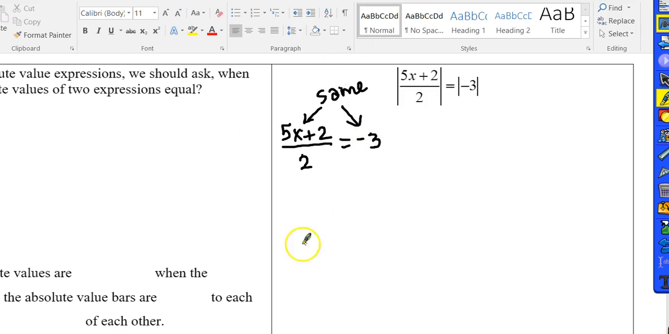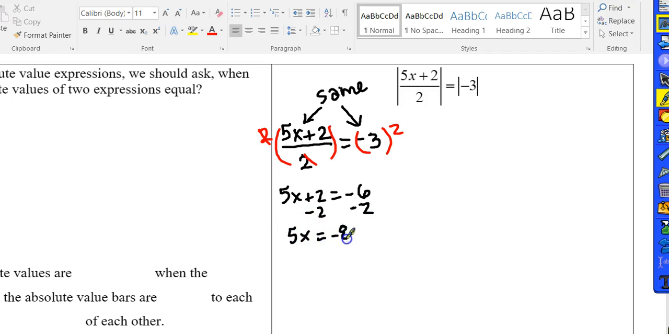Okay? So what am I going to do first? I'm going to clear the fraction. I'm going to multiply both sides times 2 to clear the fraction, and I get 5x plus 2 equals -6. Then we'll continue to solve, subtracting 2 from both sides, and we get 5x equals negative 8. Divide by 5, we get x equals negative 8/5. We're going to hang on to that and check it in a sec.